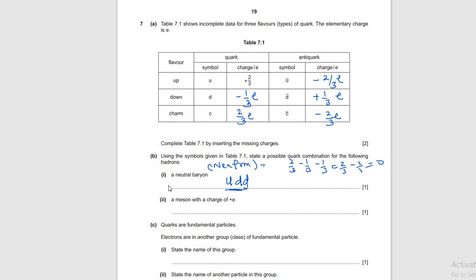Now, which combination will give us a meson of plus E? Plus E means just one charge. Okay, most likely 2 over 3 minus 1 over 3. That will be 1 over 3. This is not plus E. Let's see, 2 over 3 plus 1 over 3. That gives us 1. So 1 up and anti down. So this combination will give us plus E. That's what we meant by this question.